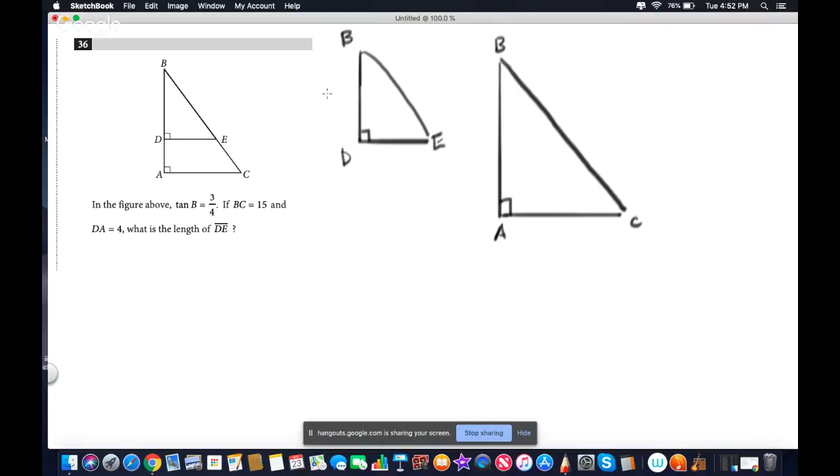Okay, and then the biggest misconception has to do with this tan 3/4 thing. Let me just label some stuff. This is 15 here. DA is 4. I'll make a little notch here for a D, so I can say DA is 4 from here to here. The biggest misconception has to do with what tan B equals 3/4 means. That means that the proportion of side lengths is 3/4.